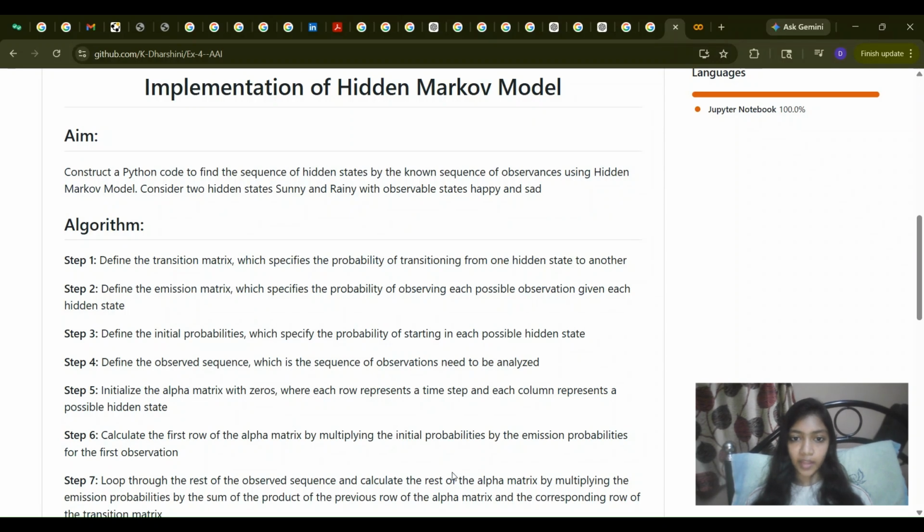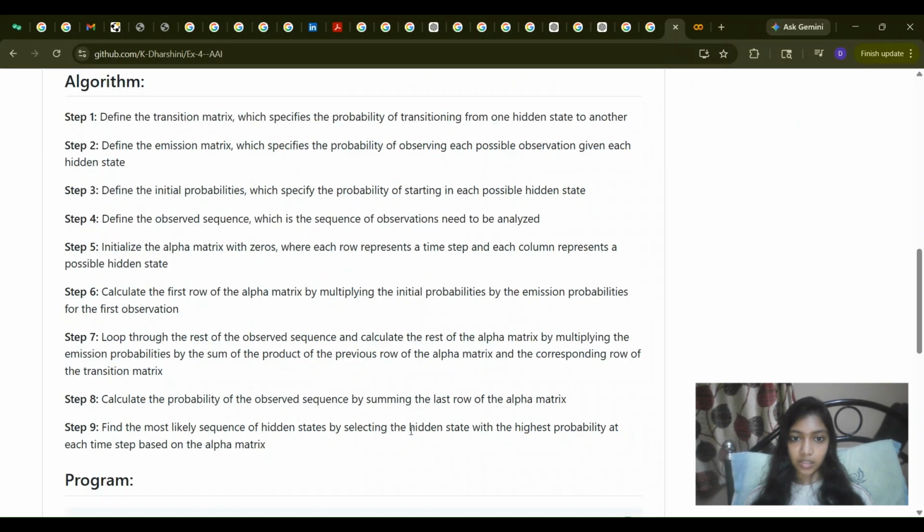Now I will explain the algorithm step by step. Step 1, we define the transition matrix. This matrix gives the probability of moving from one hidden state to another hidden state. Step 2, we define the emission matrix. This specifies the probability of observing each observation for a particular hidden state. Step 3, we define the initial probabilities. These probabilities represent the chance of starting in each hidden state.